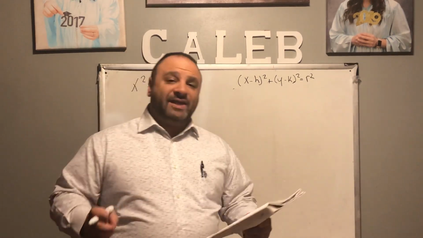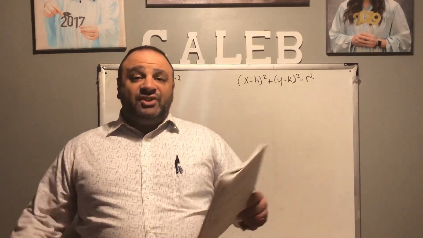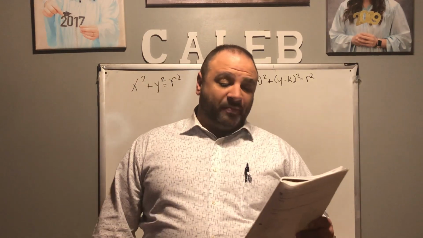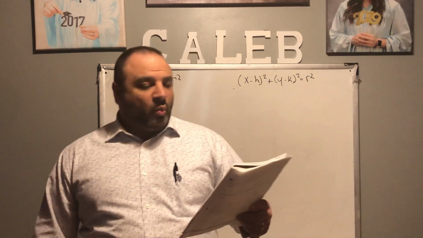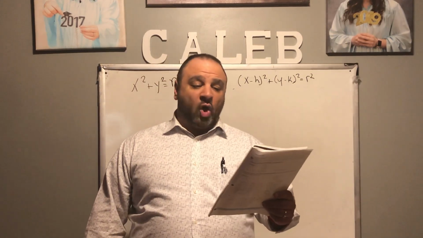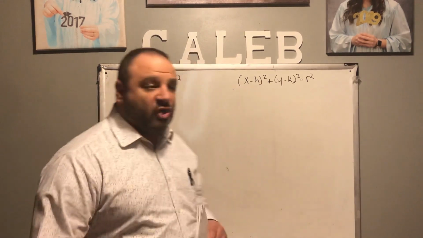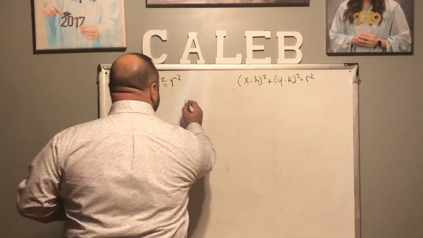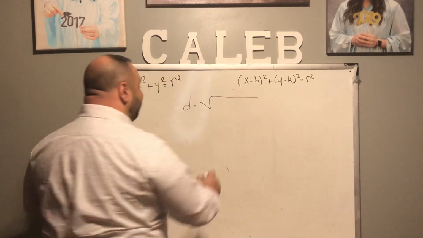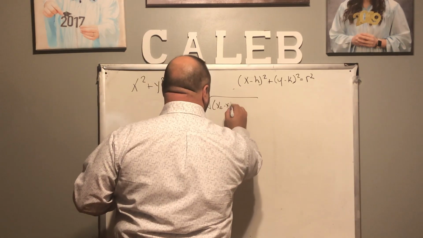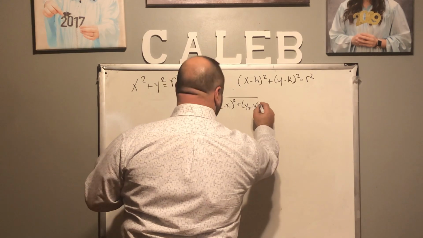Look at the very first paragraph: what is the equation of a circle whose center is the origin 0, 0? Since a circle is a set of all points equidistant from a fixed point, we can use the distance formula to find all the points at a predetermined distance from another fixed point. So what is the distance formula? The distance formula is d equals the square root of (x2 minus x1) squared plus (y2 minus y1) squared.